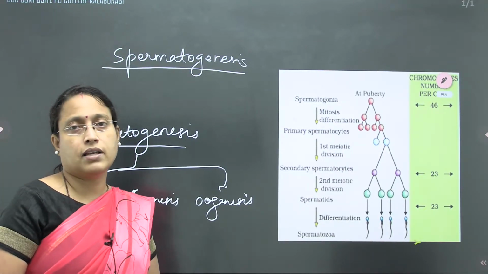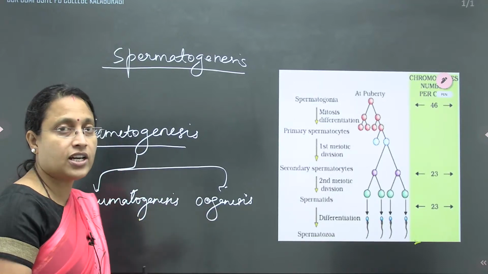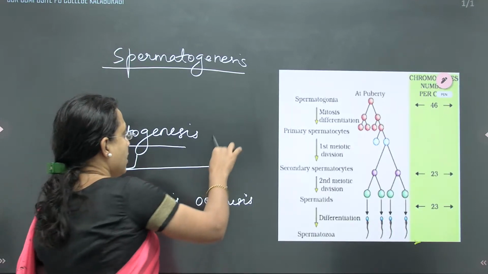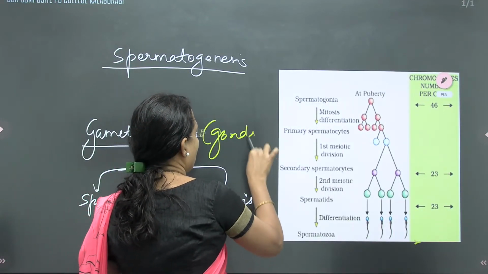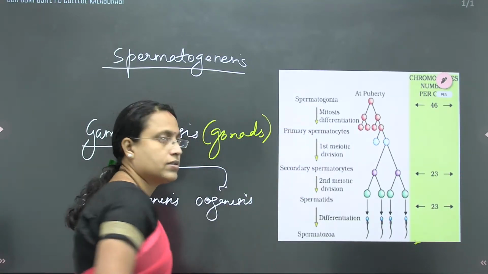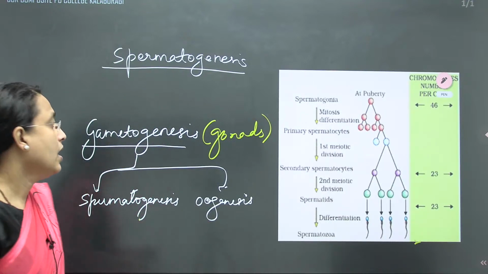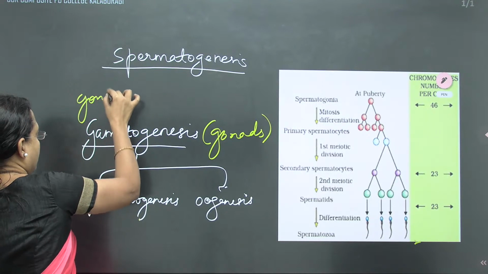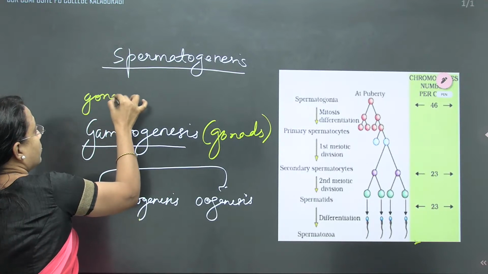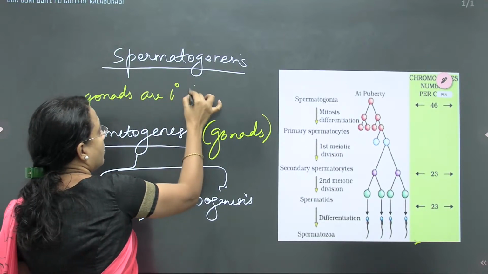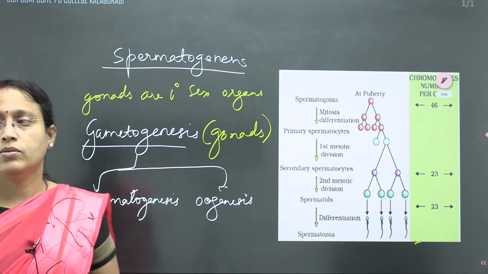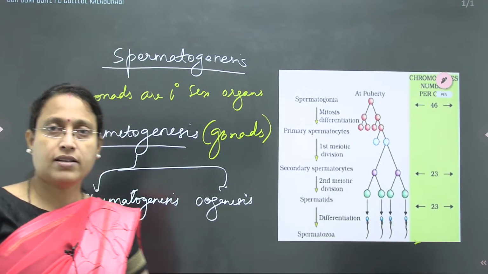Now, where does spermatogenesis occur? Where does gametogenesis occur in general? It occurs in particular organs present in the reproductive system. And those organs where gametogenesis occurs can be called gonads. Okay. Now, what are gonads? Gonads are the primary sex organs. So the primary sex organs themselves can be called the gonads.